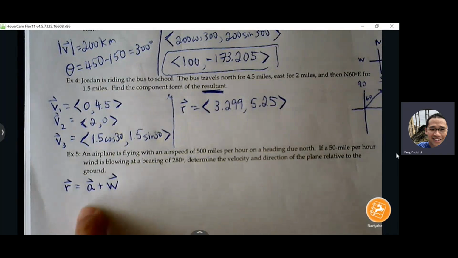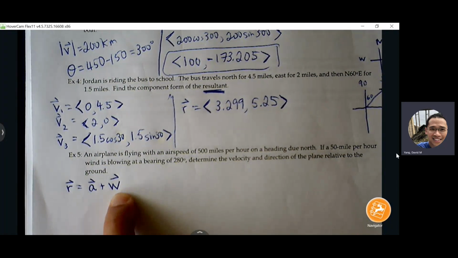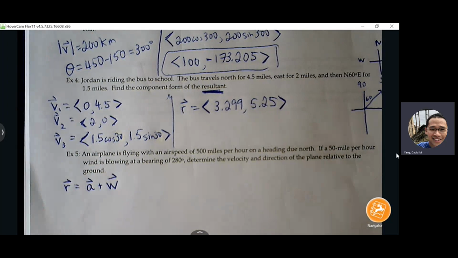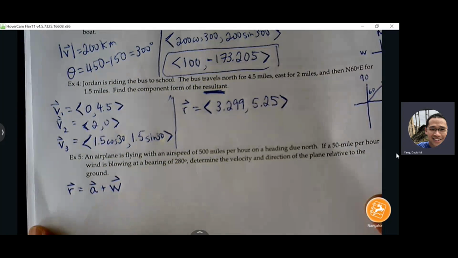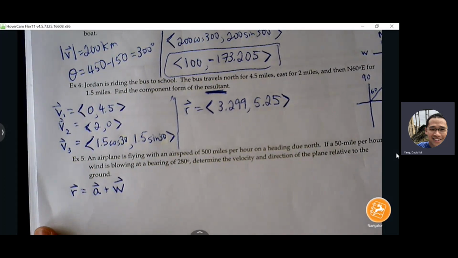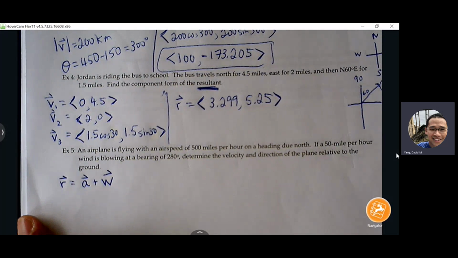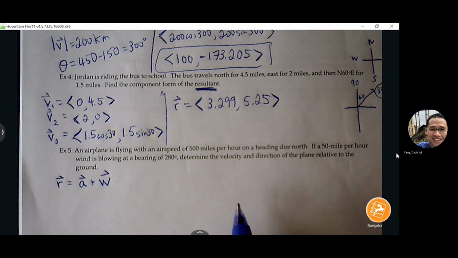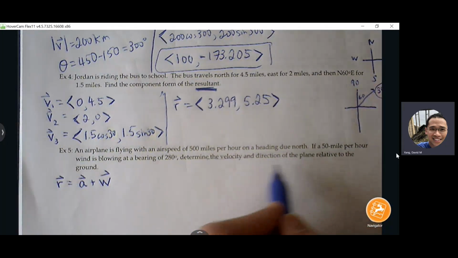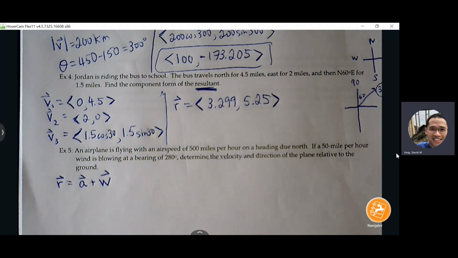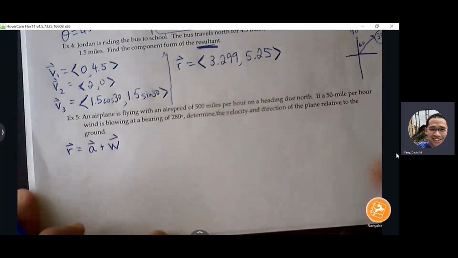So we know that whatever the airplane is trying to do, plus whatever the wind does, adding those together will give us the final direction that the plane ends up flying, right? Because the airplane may be pointing at a certain direction, but if the wind is pushing it, it's going to throw it off course a little bit. So let's find the vector for the airplane, let's find the vector for the wind, and then we'll add them together to get our resultant vector. This is to determine the velocity and direction of the plane relative to the ground. So basically, it's asking what the final product is going to look like after the wind pushes that plane.